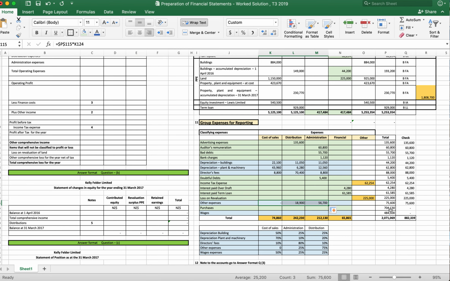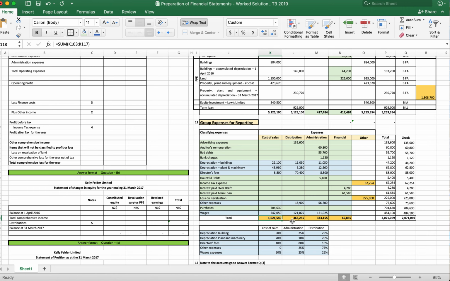Purchases is definitely a cost of goods sold. So I know what that is. And wages is again a split. So it's that times wages. Okay, make that an absolute. Okay, and that across. Cool. Right, don't need it there. Just going to give you 0 anyway. That marries up to that. Okay, so my check, that's why I've got that check column there. Cool.